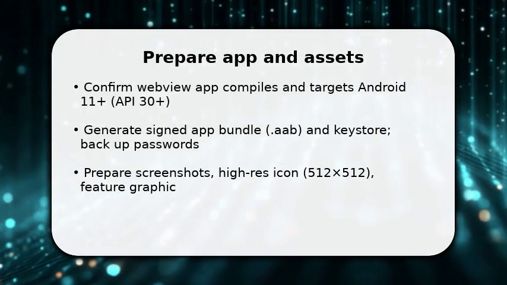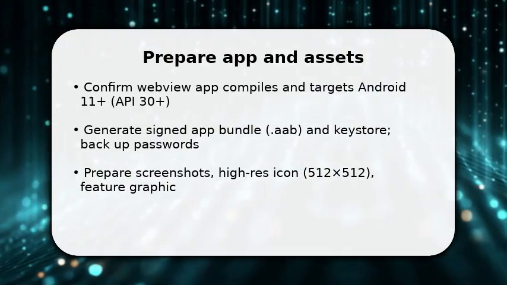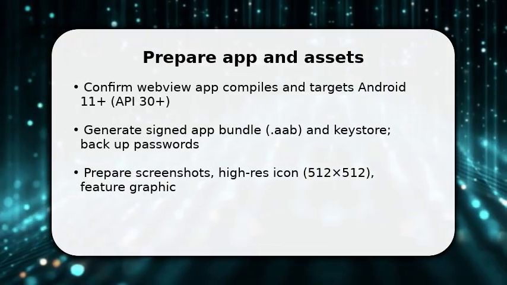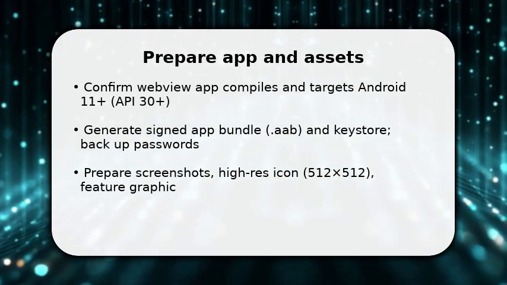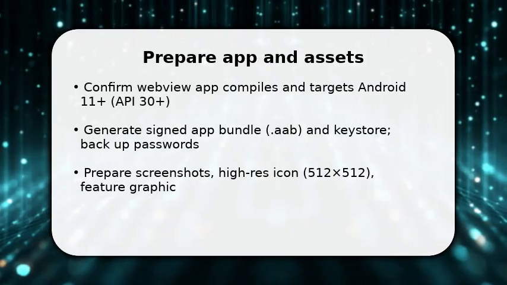Also prepare visual assets, screenshots for multiple device sizes, a 512 x 512 icon, and a feature graphic. These speed the listing creation.